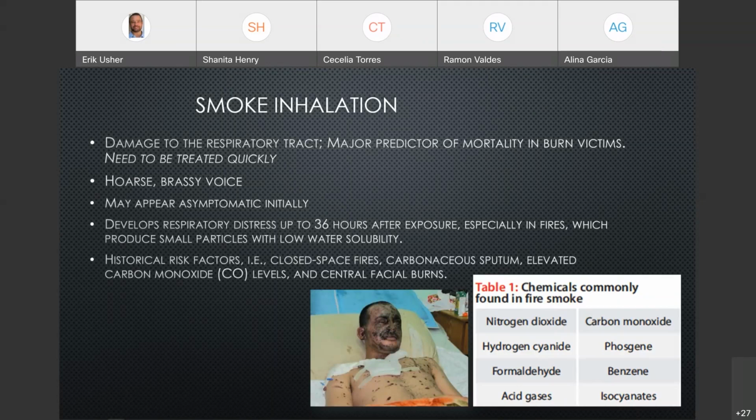Historic risk factors for smoke inhalation: closed, confined spaces. The patient has carbonaceous sputum. It's black when they cough it up. Elevated carbon monoxide levels and central facial burns.